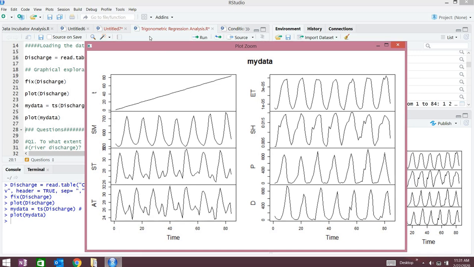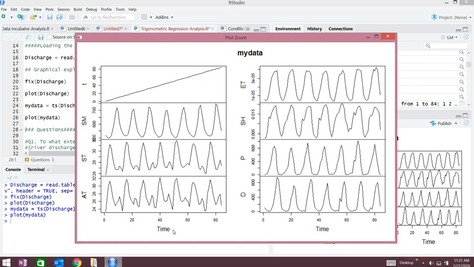Okay, we have time here, x-axis, from January 2001 to December 2007. We have 84 months, right? 12 times 7, 84. So that's why we have this here. So month 1 to month 84, and our target is here. And you see the pattern is cyclical. It's repeated, like every year have repetition.